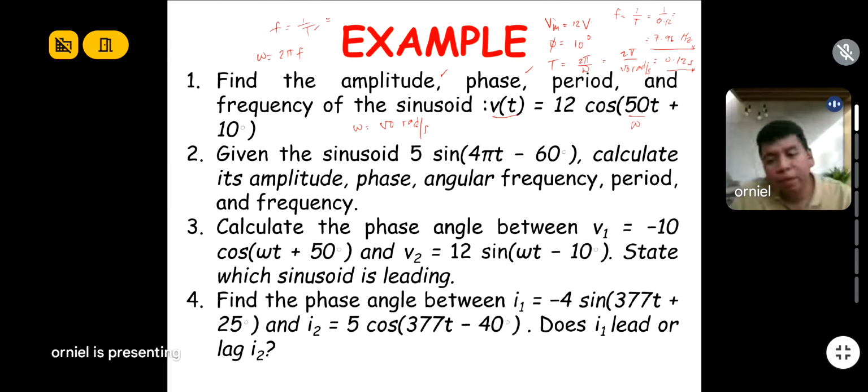Now, this will be your assignment. Number one assignment, let's try to solve the phase angle. This is number 3. Calculate the phase angle between V1 and V2 and state which sinusoid is leading.